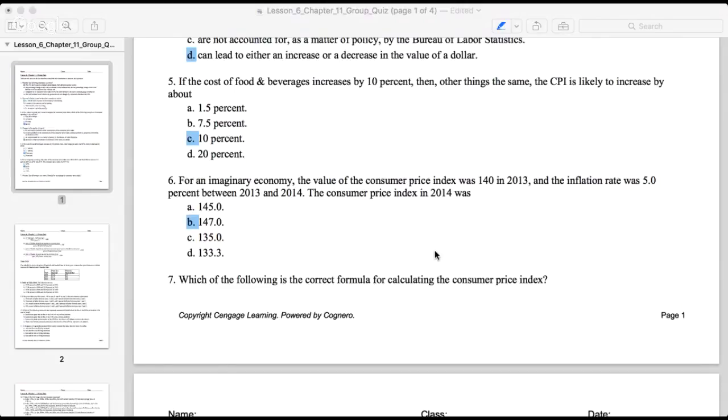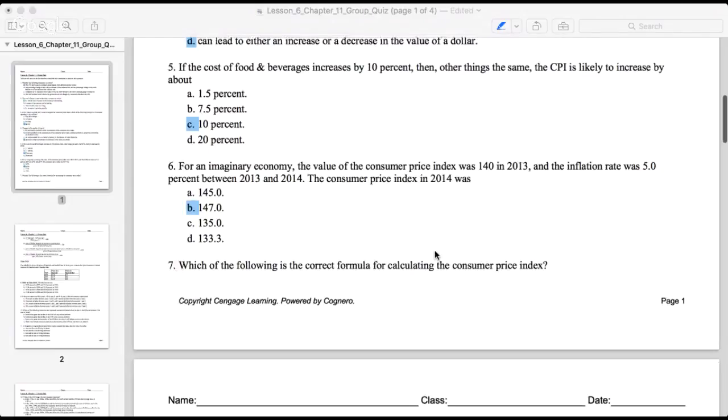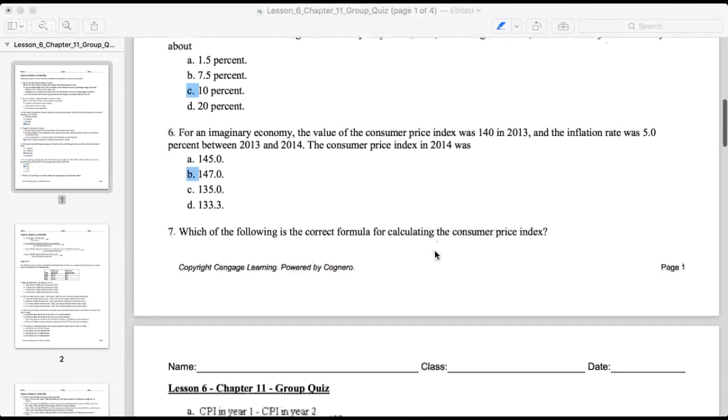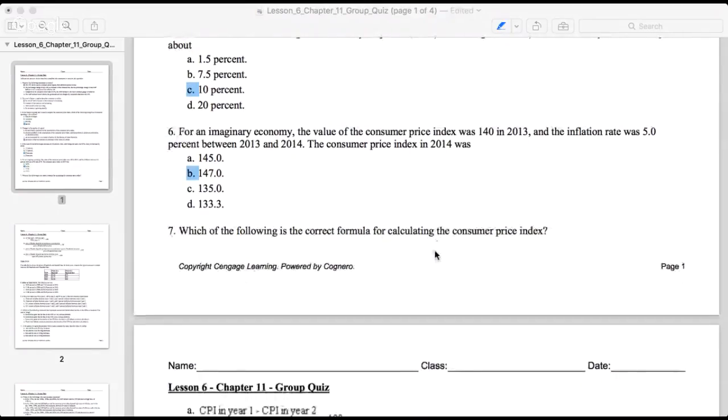All that's right. The inflation rate is an increase. So if the CPI for 2013 was 140, you have to add the 5% on the next year. Oh yeah, so it would be 147. That's the way I got it. I'm not 100% sure if it's correct, but I'm pretty sure. I mean, it makes sense to me at least.